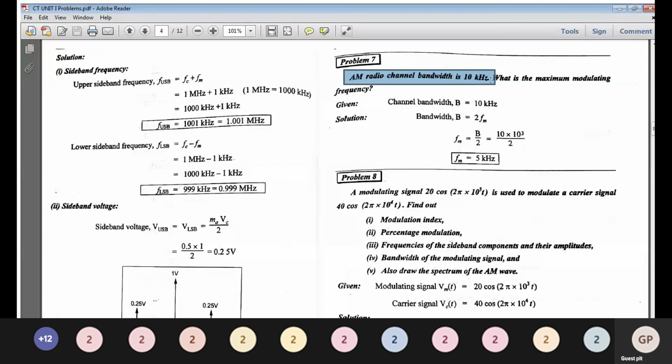For AM and for the double sideband suppressed carrier concept, the bandwidth is equal to 2FM. But for the single sideband concept, the bandwidth is equal to FM. For vestigial sideband, the bandwidth lies between the bandwidth of SSB and the bandwidth of double sideband. The bandwidth is equal to 10 kilohertz. So FM, the modulating signal frequency or message signal frequency, is equal to bandwidth divided by 2. Substituting the bandwidth value, the FM value is 5 kilohertz.